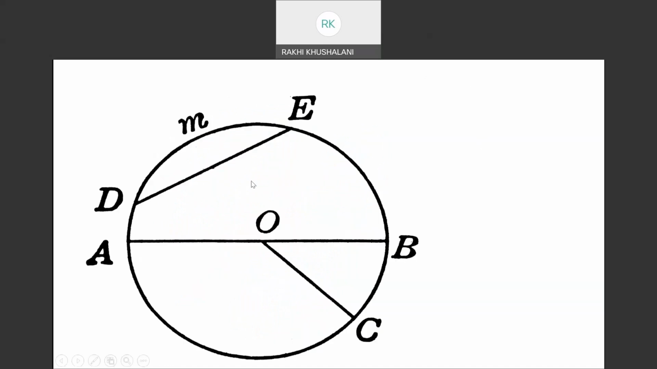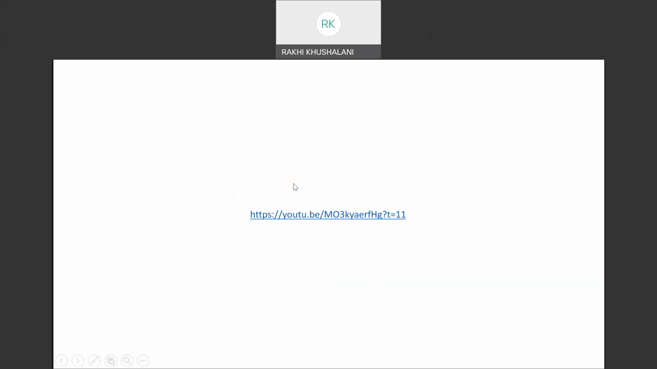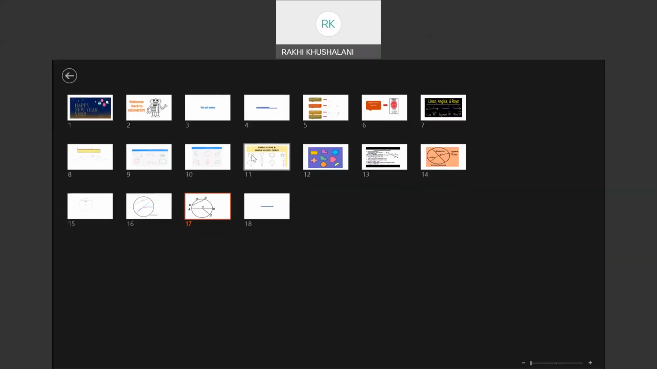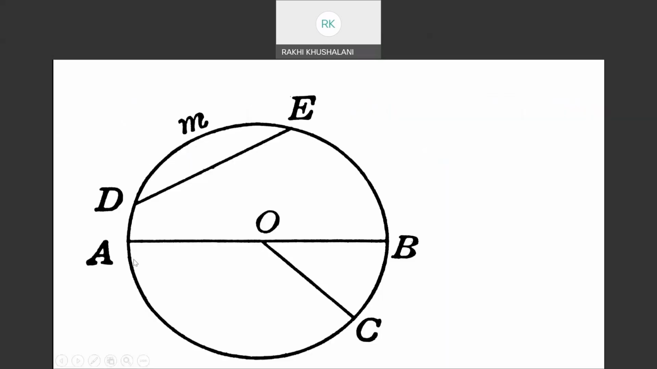Now, the next topic is how to make. Okay, first we'll see the naming. As we have named the chord here as DE, if you are asked what is the center of the circle, it is O. What is the chord of the circle, it is DE. What is the diameter of the circle, it is AB. And what is the radius of the circle? You can say the radius of the circle is OB as well as OC.